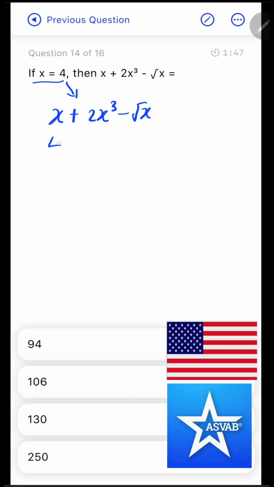So in place of x here is going to be 4 plus, in place of x here is going to be 4, then to the power of 3 minus, in place of x here is going to be square root of 4. So now we simplify.